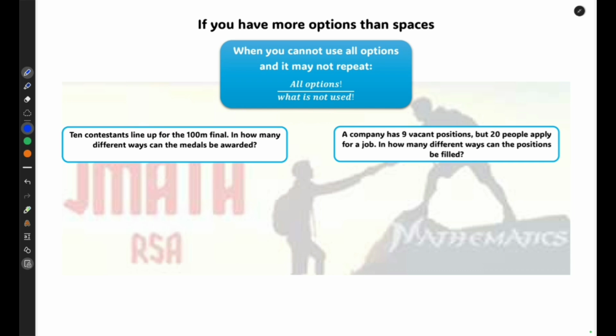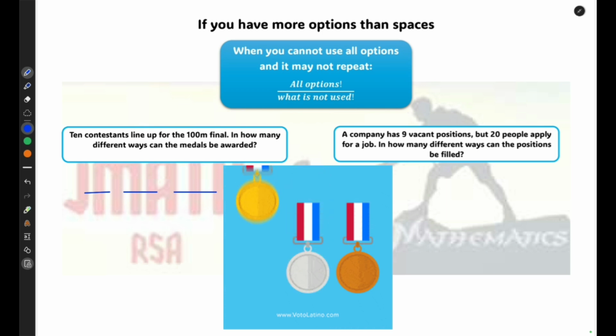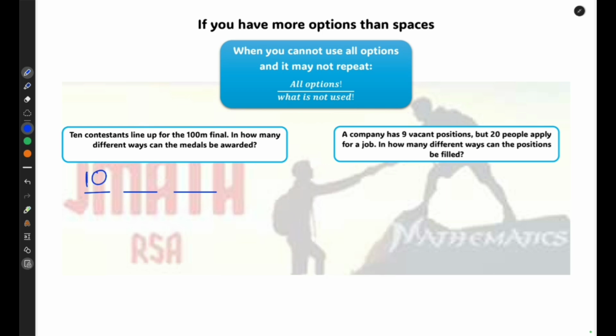10 contestants line up for the 100-meter final. In how many different ways can the medals be awarded? So remember, a race, if you think of the Olympics, will only have a gold, a silver, and a bronze. So for gold, there's 10 people that want a gold. Now for silver, everybody wants a silver except the person that already has a gold. So that's 9. And then for bronze, those 2 will definitely not want a bronze medal if they can have something better. But the 8 that remain will do anything just to get a medal. So therefore, this would be 8.